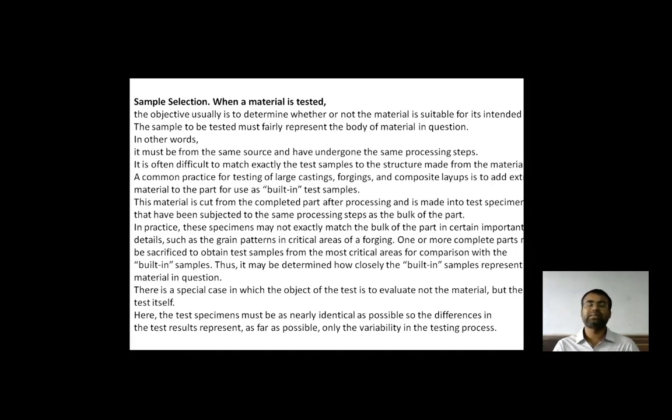And in practice, these specimens may not exactly match the bulk of the part in certain important details, such as the grain pattern in critical areas of the forging. One or more complete parts may be sacrificed to obtain test samples from more specific areas for comparison with the built-in sample. Thus, it may be determined how closely the built-in sample represents the material in question.